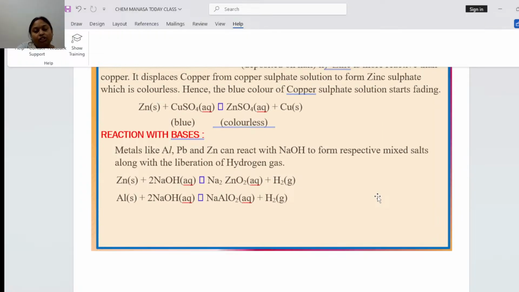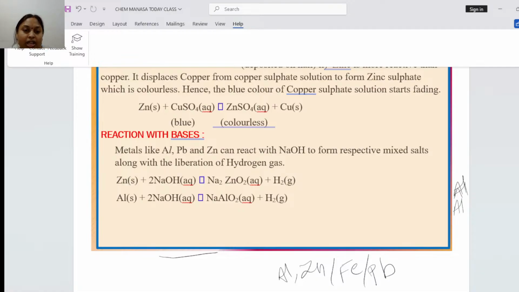So next, generally metals react with acids, we know that. But a few metals react with bases also. In that we have aluminium, lead, zinc and iron. These four elements behave as amphoteric oxides, which means they react with acids as well as bases. Acids and bases. This is known as amphoteric oxides.